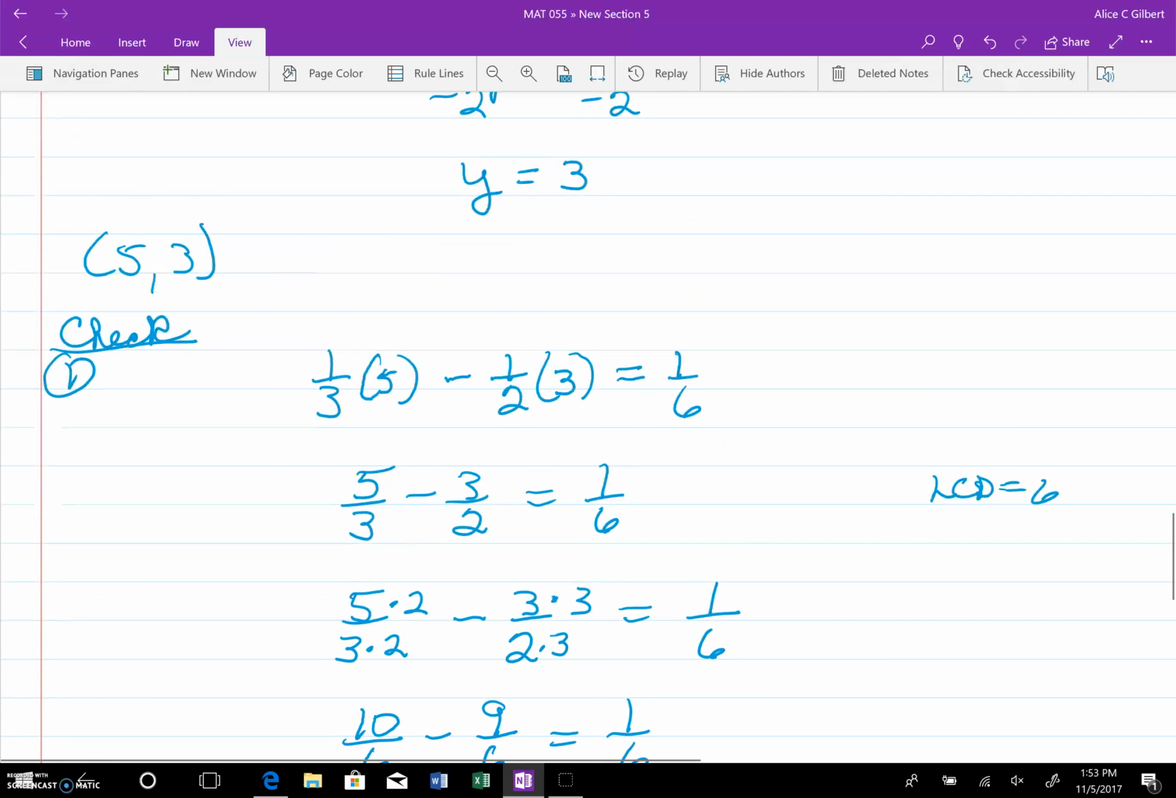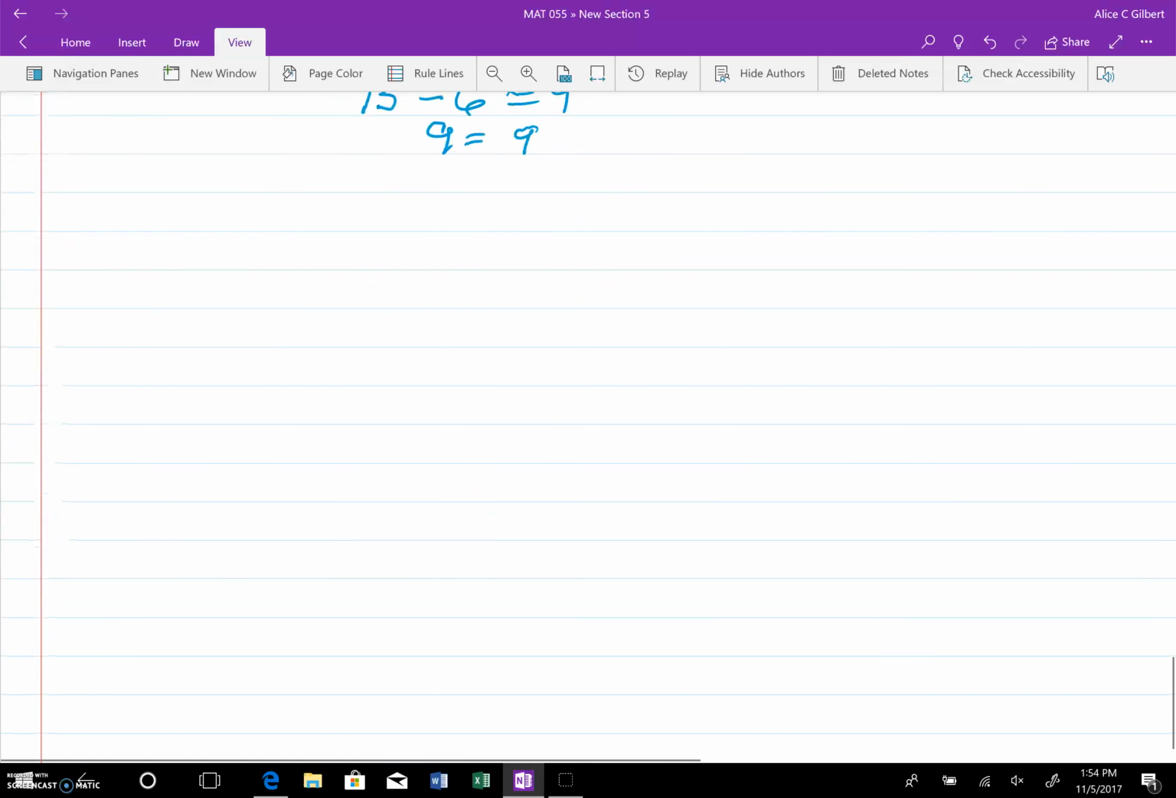So my answer, the point 5, 3, the one point where these two lines cross, is indeed 5, 3. Sorry, it just happened to be exactly like the other one, but most of them are different.